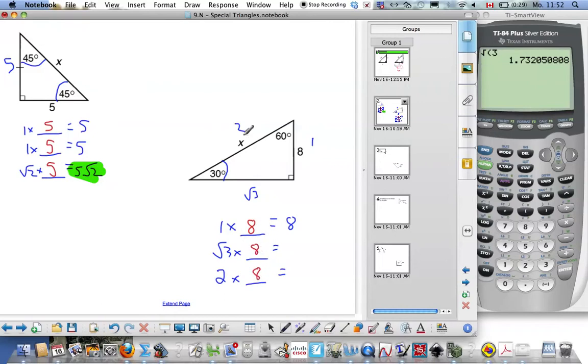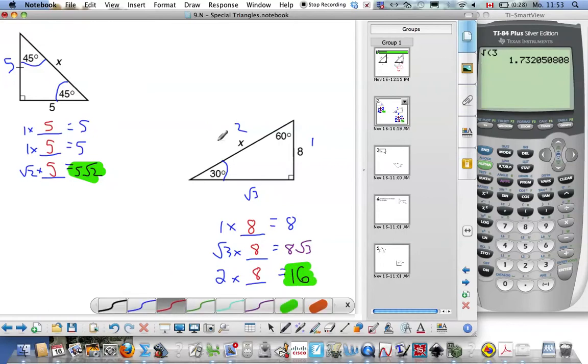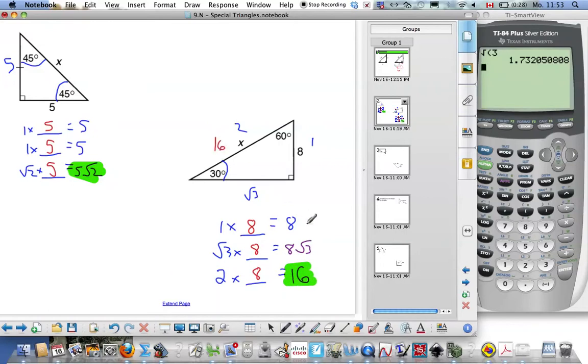So now we have 8 square roots of 3. You want to do that one next? Doesn't matter. 8 square roots of 3. Just because they asked for it, 16, right? So let's fill it in. The 16 goes where? That's our hypotenuse. And our other side is going to be 8 square roots of 3. If they asked us for it, yeah, then that would be 8 root 3. Good. Yep. Okay, next one.